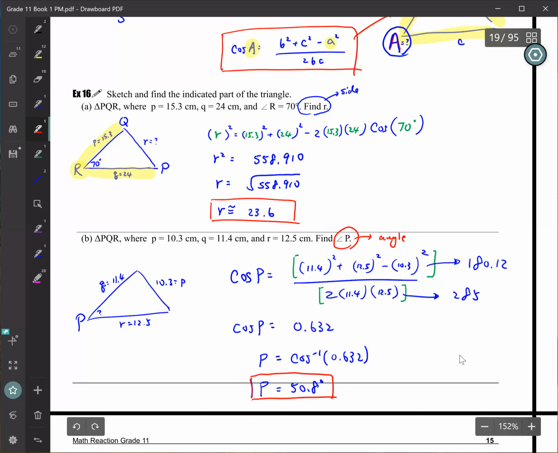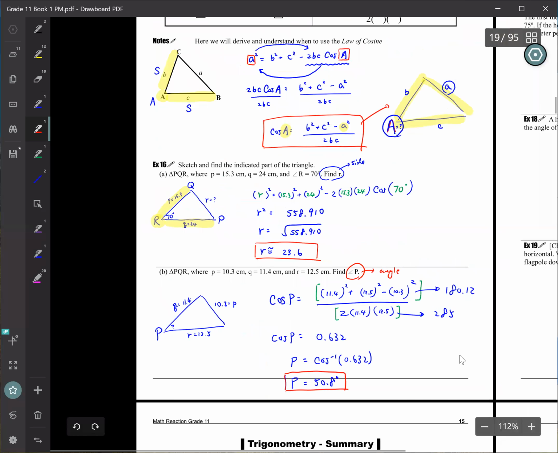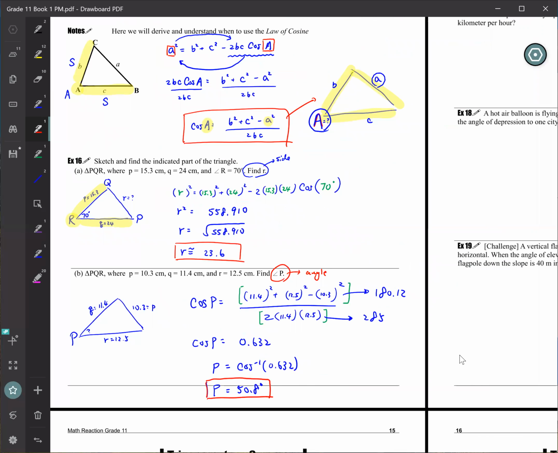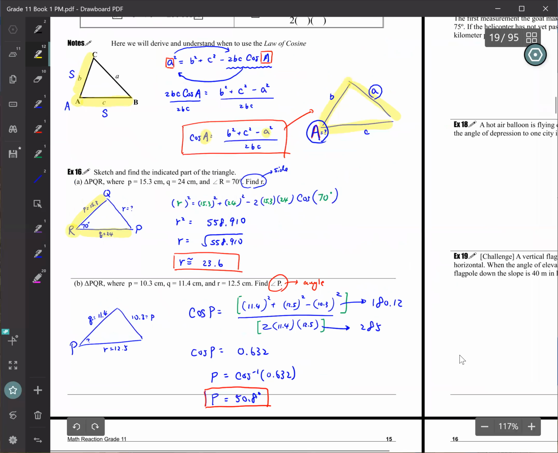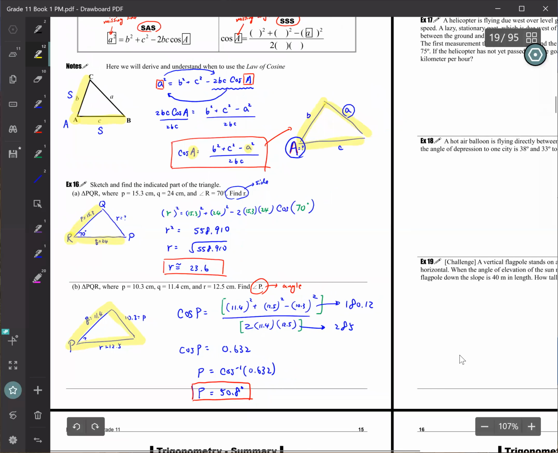There's no ambiguity, very straightforward. You just need to know when you need to use sine law, when you need to use cosine law. If you use cosine law, then either you find the side or the angle. If you are finding the side, then you need to have side, angle, side. If you are finding angle, then you need to have side, side, side. Okay, look at all the highlighted. All right, so let's make a summary again. Okay, we'll complete the flow chart.